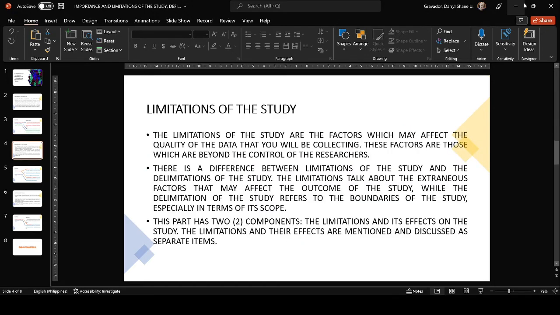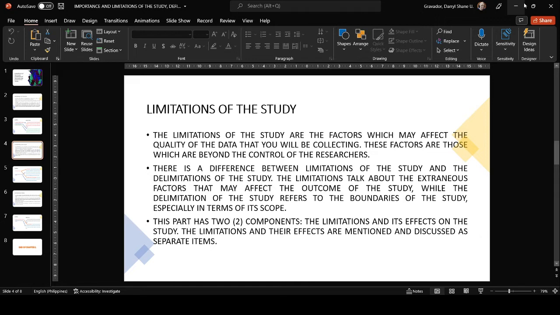Okay, next part, you have the limitations of the study. So under the limitations of the study, this will contain the factors which may affect the quality of the data that you will be collecting as researchers. These factors are those which are beyond your control as researchers. I'd like to point out as early as now that there is a big difference between limitations of the study and the delimitations of the study.